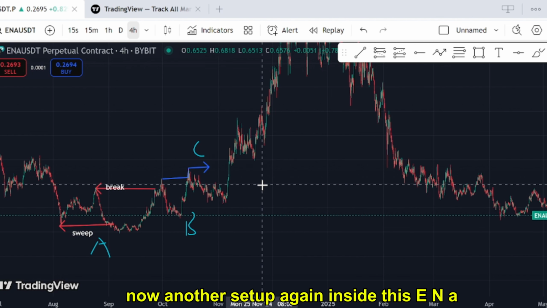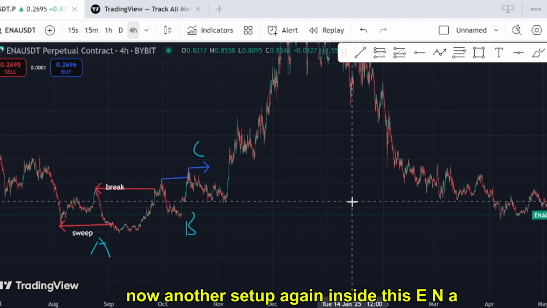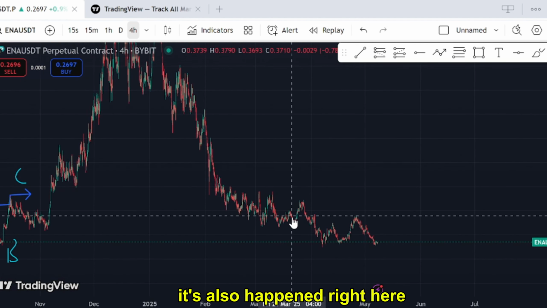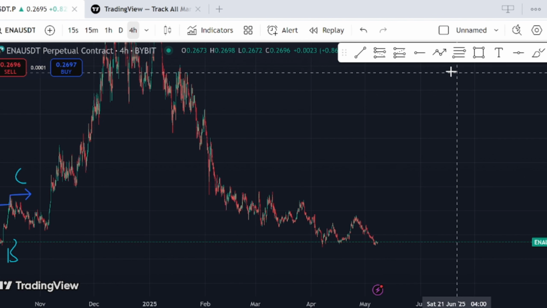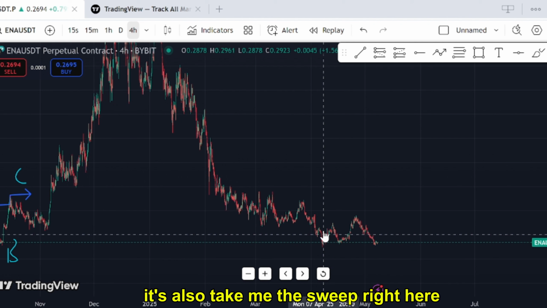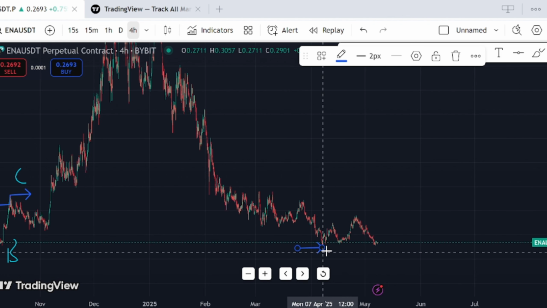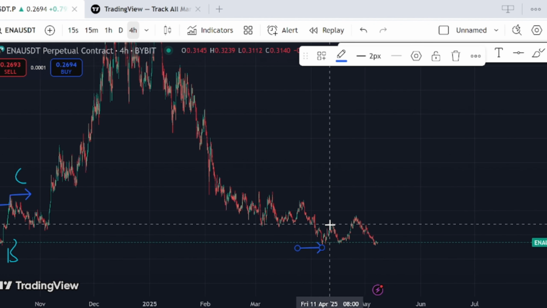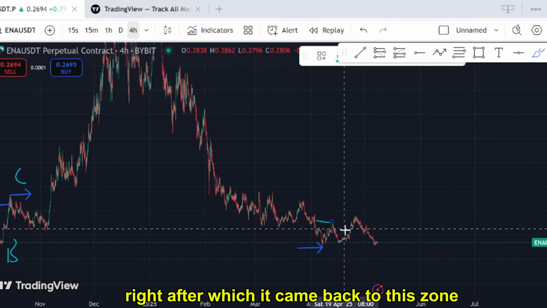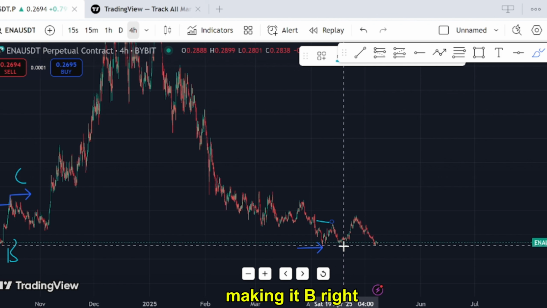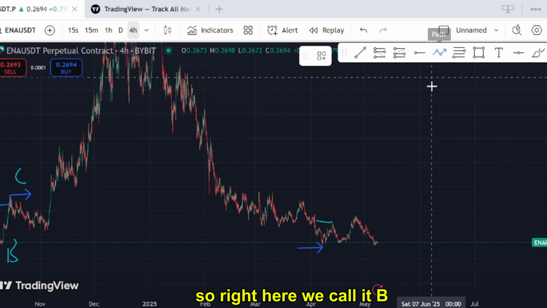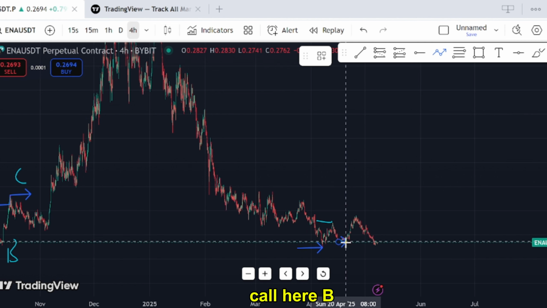Easy peasy. Now another setup again inside this ENA which we're anticipating. If you watch, it also happened right here. If you look right here, it also made a sweep, which is then, after the sweep, another breakout of structure, right? After which it came back to this zone, making it B. So right here we'll call it B.